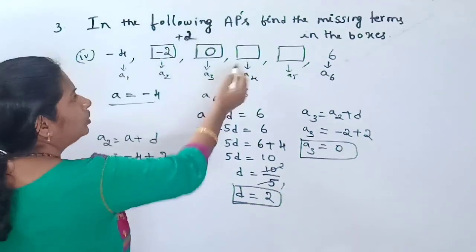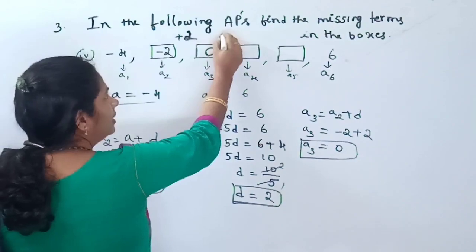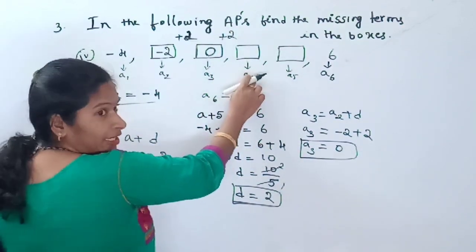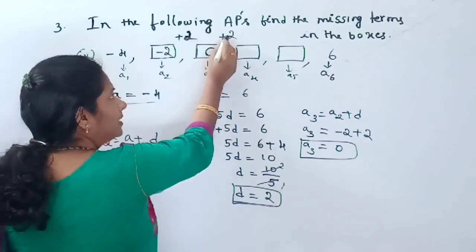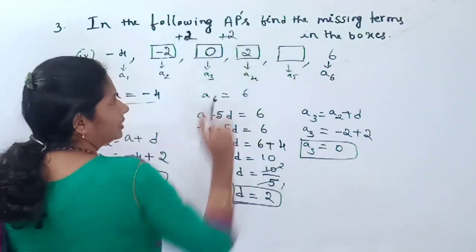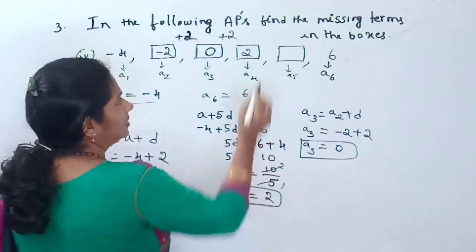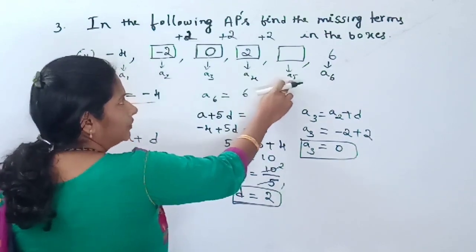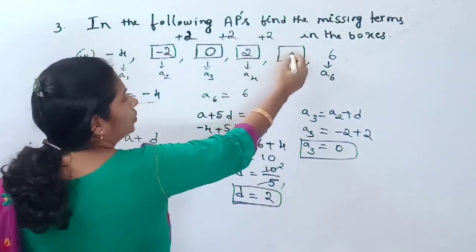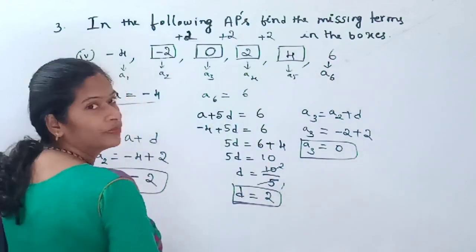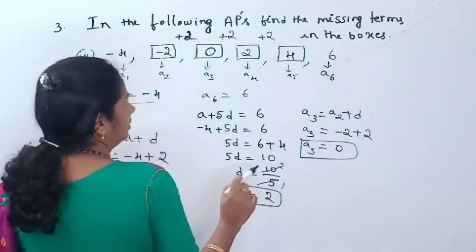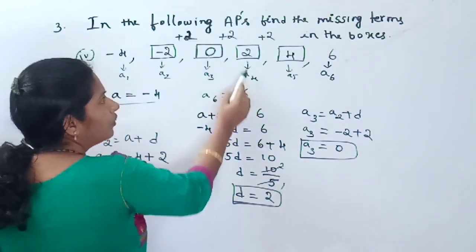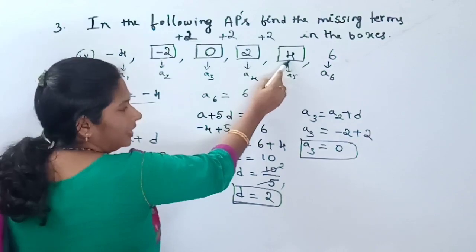Fourth term, how will you find out, children? Add the common difference D equal to 2 to the third term, you will be getting the fourth term. So 0 plus 2, it is 2 itself, isn't it? So next, add the common difference to the fourth term, you will be getting the fifth term. So 2 plus 2, it is 4. Is it clear? Next, the sixth term they have given. So the second term is -2, third term is 0, fourth term is 2, fifth term is 4.